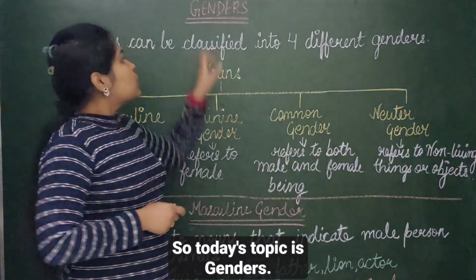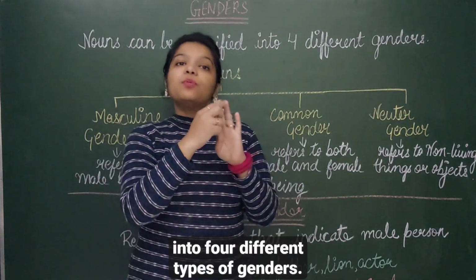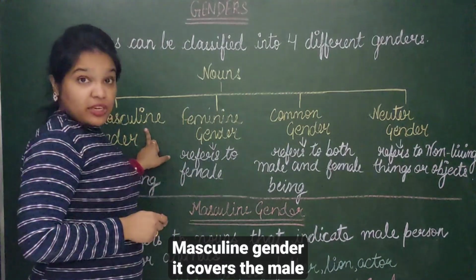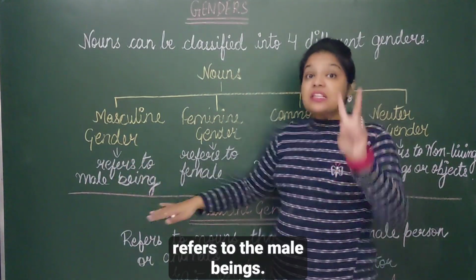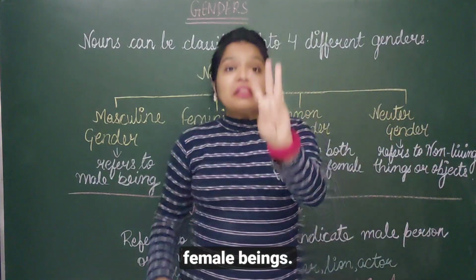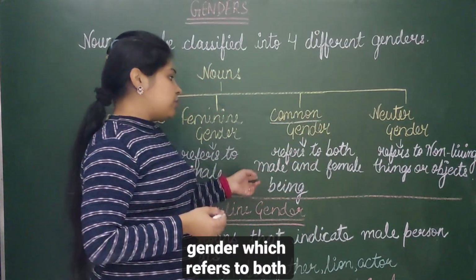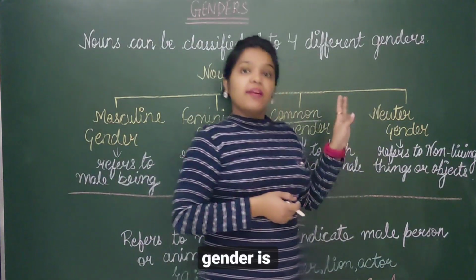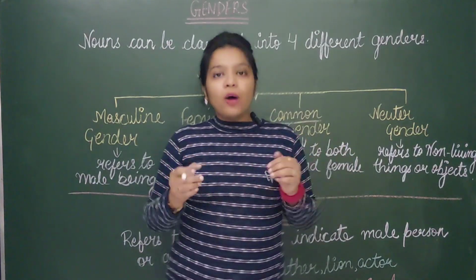So today's topic is genders. As we all know, nouns can be classified into 4 different types of genders. For example, let's see the first one. Masculine gender, it covers the male things, refers to the male beings. Second one is the female gender, that refers to the female beings. Third type of gender is the common gender. It is a common gender which refers to both male and female. Then the fourth and the last gender is the neuter gender, which refers to the non-living things or the objects.